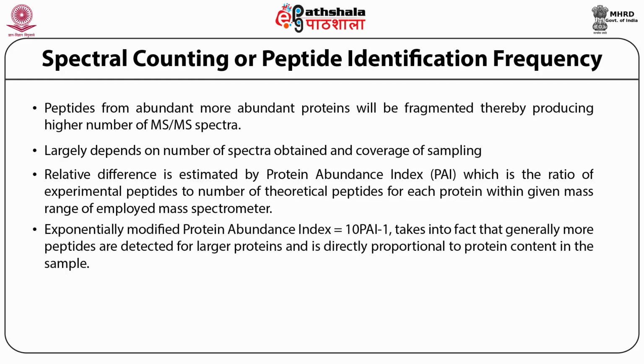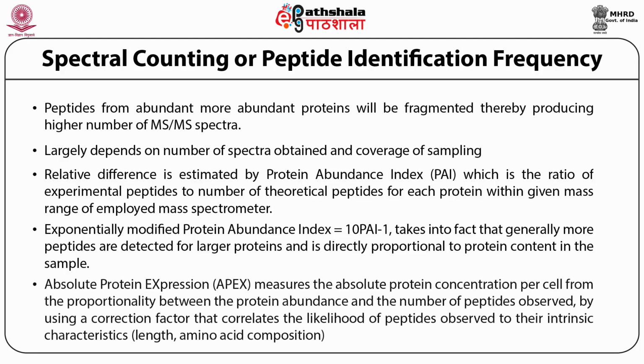Exponentially modified protein abundance index, which is equal to 10 raised to the power of PAI minus 1, takes into account the fact that generally more peptides are detected for larger proteins, and is directly proportional to the protein content in the sample. APEX, or the absolute protein expression, measures the absolute protein concentration per cell from the proportionality between the protein abundance and the number of peptides observed, by using a correction factor that correlates the likelihood of peptides observed to their intrinsic characteristics, which could be the length or the amino acid composition.